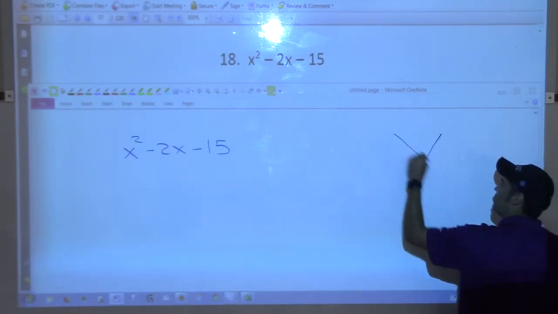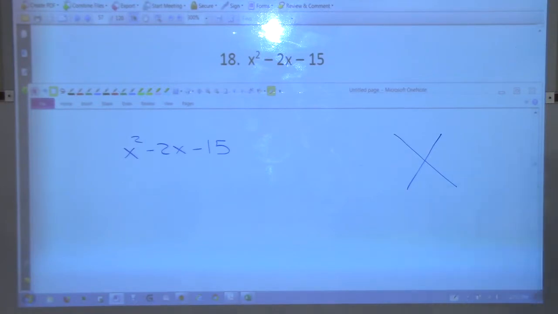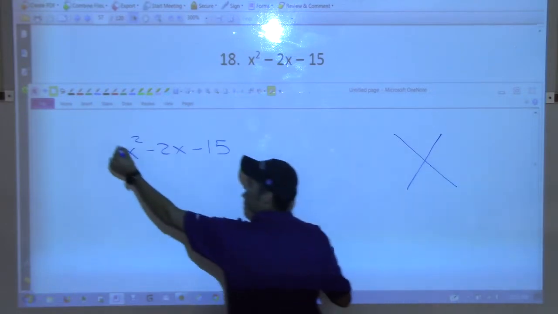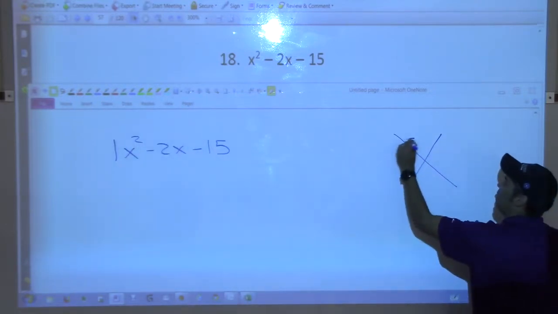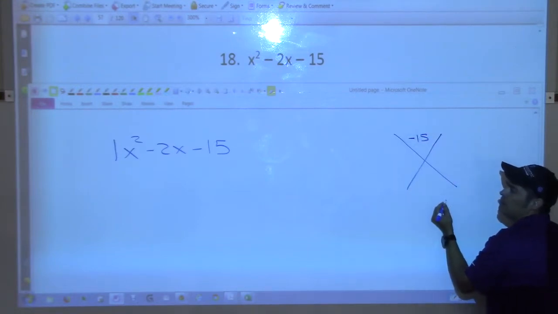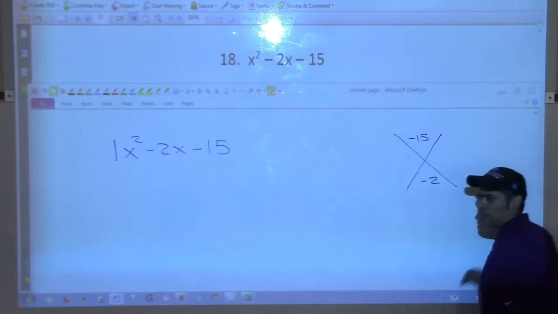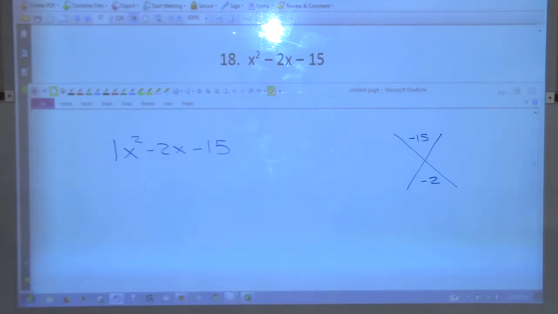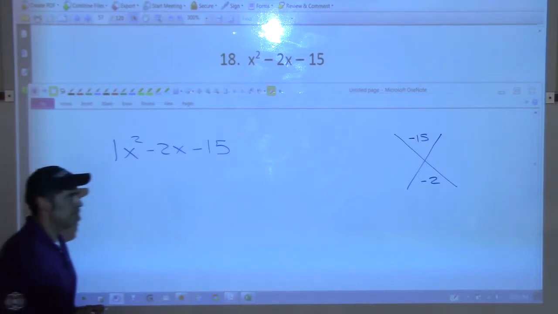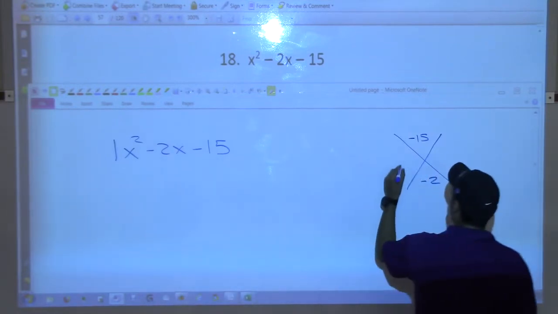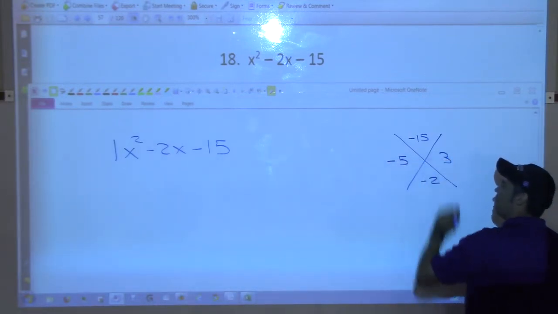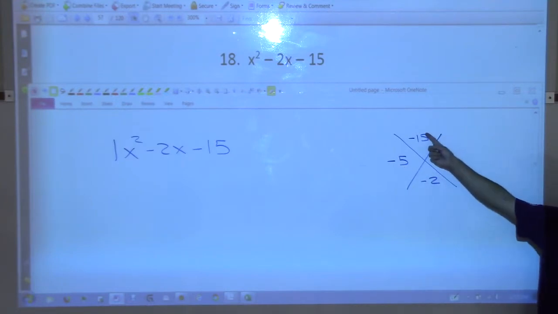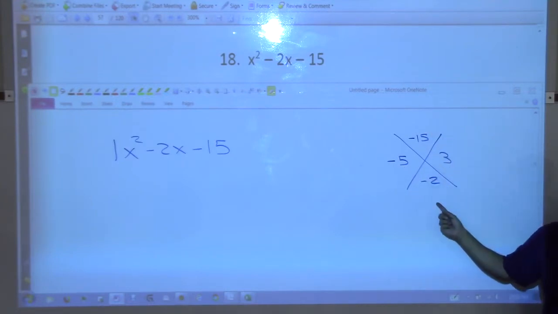What are the numbers that are going to go into this little thing here? So multiply 1 times -15. Yep, you're taking that 1 times -15, -15, and -2. And now you get to play your game of trying to come up with 2 numbers that do that. So I'm going to give you a minute to try, unless you have it already. 2 numbers that multiply to be -15 and add up to be -2. -5 and 3. What do y'all think? Yes, -5 and 3. Multiplies to be -15, adds up to be -2.